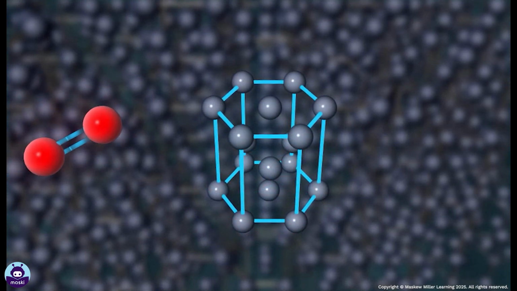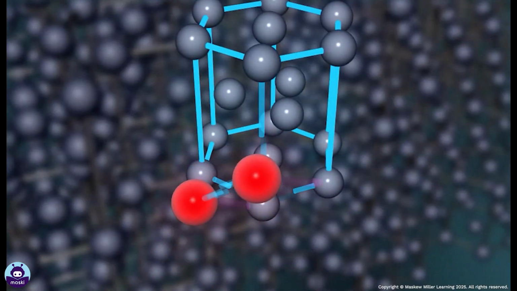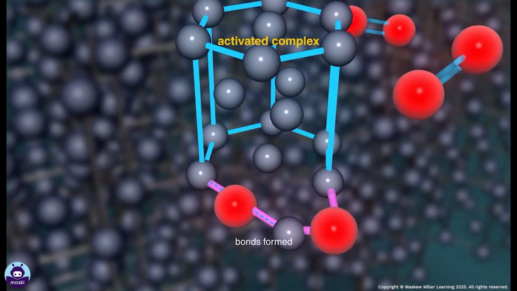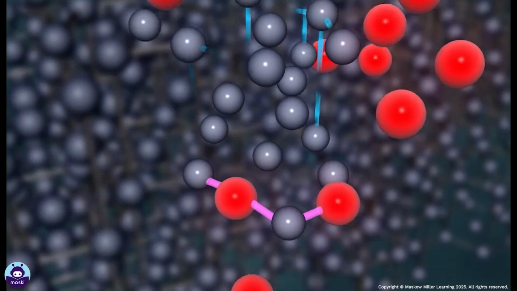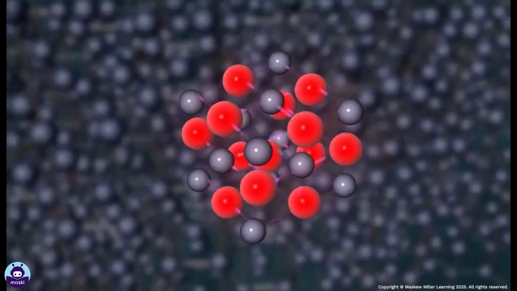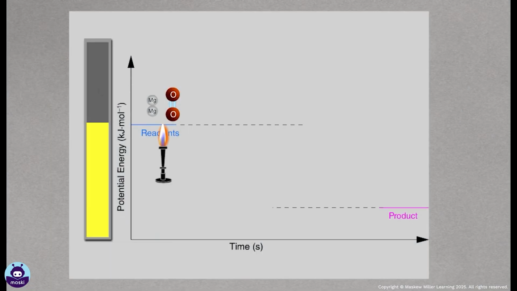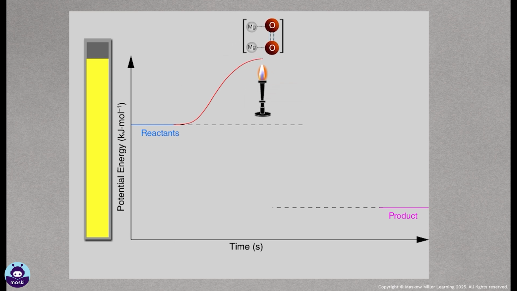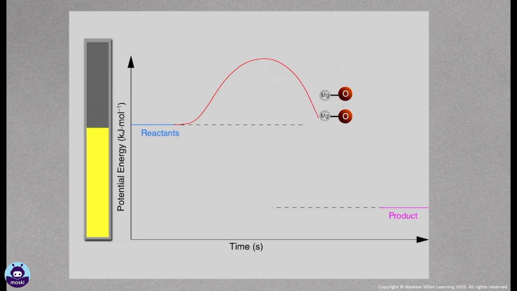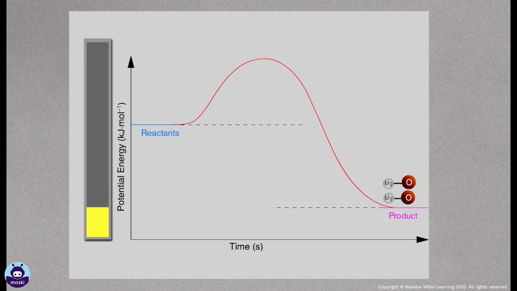Between the time that the bonds are broken and new bonds are formed, an activated complex is formed. The activated complex is a transition phase that lasts for a very short period of time. In the complex, bonds in reactants are breaking, while new bonds are forming. The energy level of this activated complex is higher than that of both the reactants and products. The temporary activated complex then gives rise to product molecules.